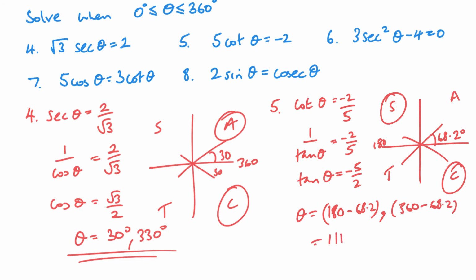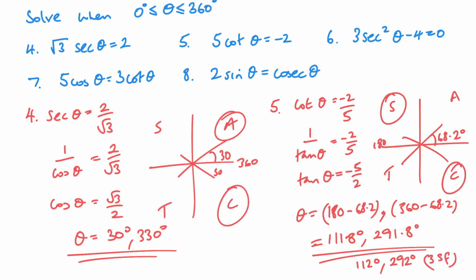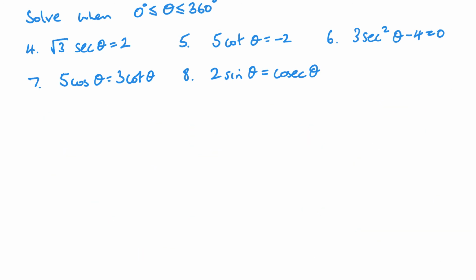So 111.8 and 291.8. Okay, I suppose you could also do 112 and 292 if you want to do 3 significant figures, as is often the case with angles. That or 1 decimal place. Don't do any more than that.